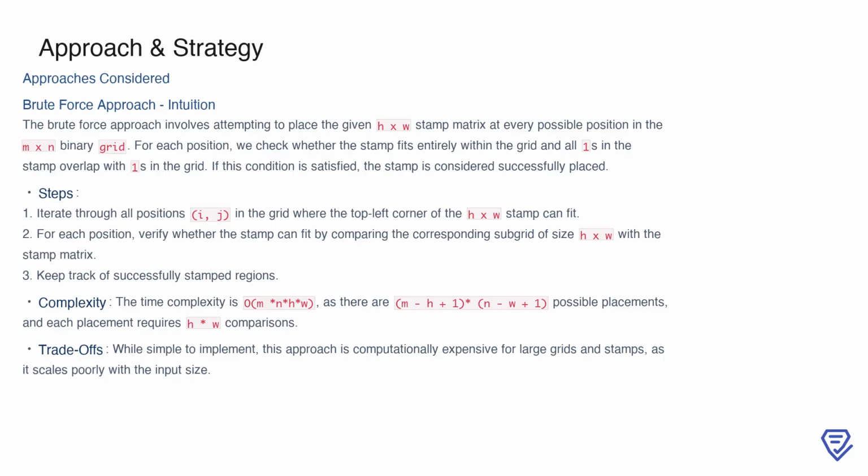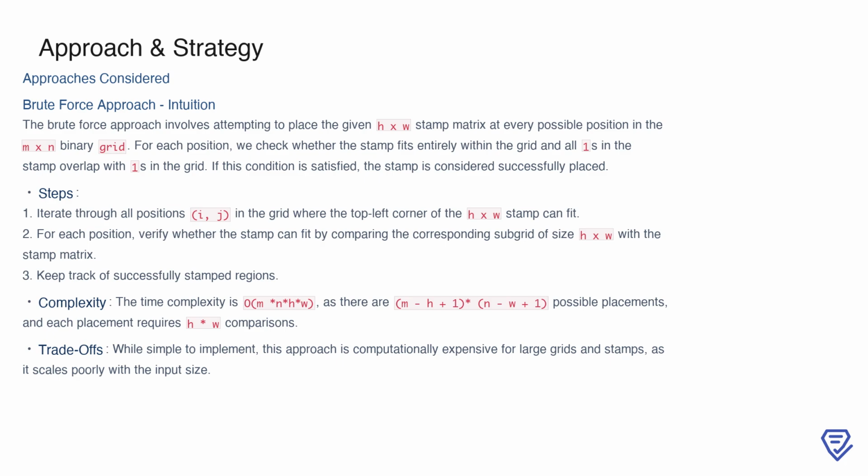The steps are as follows. First, we iterate through all the positions where the top left corner of the stamp can fit within the grid. Then, for each of these positions, we compare the corresponding subgrid of size h by w with the stamp matrix to verify alignment. Finally, we keep track of the regions where the stamp was successfully placed.